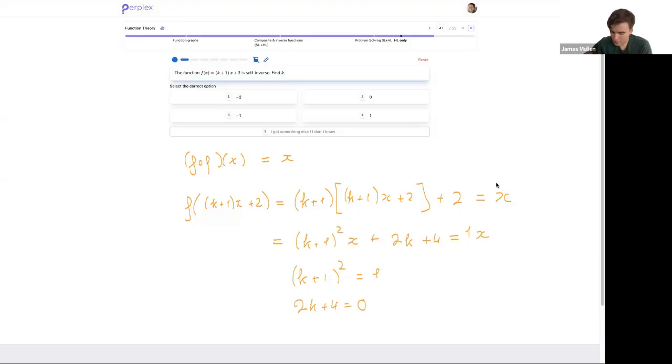All right, so this means that k plus 1 is equal to plus or minus 1, which means that either k is equal to 0 or k is equal to minus 2. If k is 0, and I plug it in here, that does not work, because I get 2 times 0 plus 4 is 4, and not 0. But if I put k as minus 2, I get 2 times minus 2 plus 4 is 0. So the answer is k is equal to minus 2.